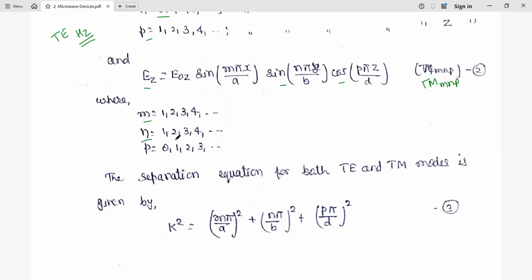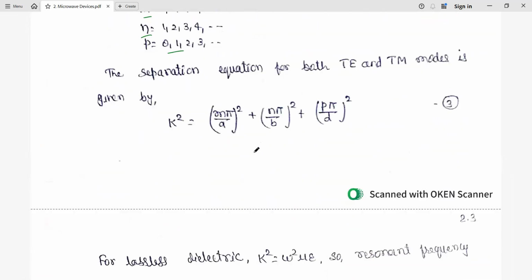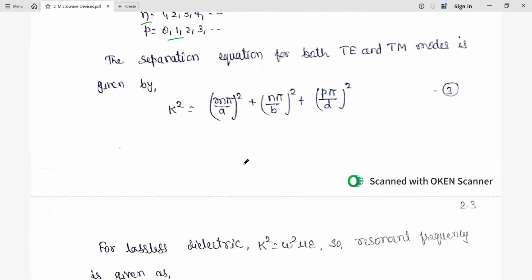M and N are going to start from 1, whereas P is going to start from 0. Whereas in case of TE, M and N start from 0 and P was starting from 1. So that is a small change here. The separation equation for both TE and TM modes is given by k square, that is, finally we are trying to find that amplitude part: (mπ/a) whole square, (nπ/b) whole square, (pπ/d) whole square.